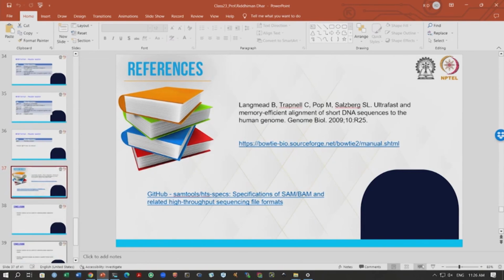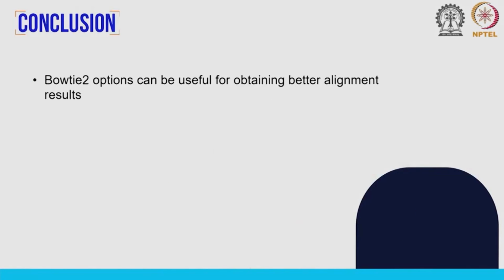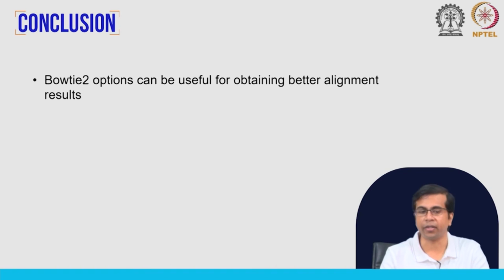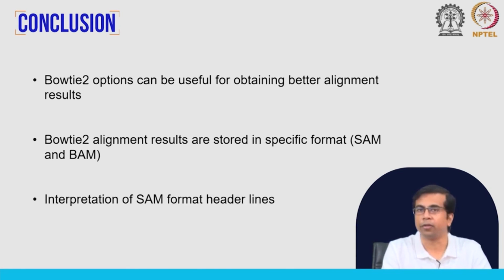So these are the references that we have used in this class. And finally, just to summarize, Bowtie2 options can be useful. In the first part of this class we have seen that we can use these Bowtie2 options and they can be useful for obtaining better alignment results, and Bowtie2 alignment results are stored in specific formats, SAM and BAM. SAM is the human readable format, whereas BAM is the machine readable format. And we have also looked into the interpretation of the SAM format header lines. So there could be some useful information that you might need when you are processing the data.